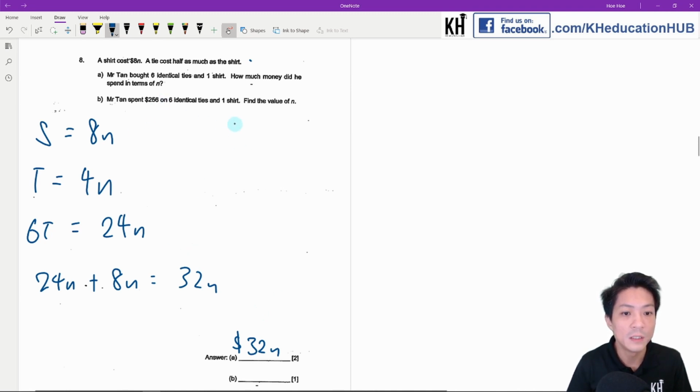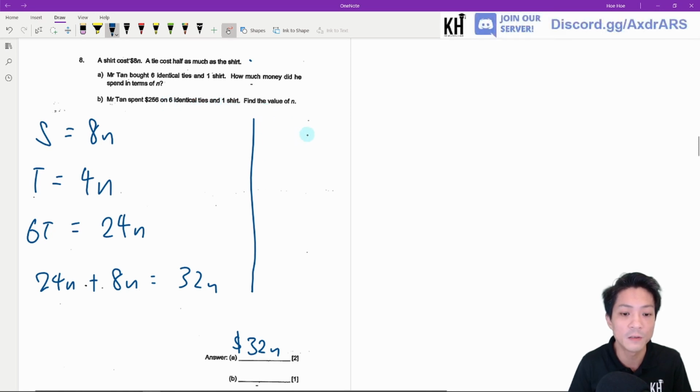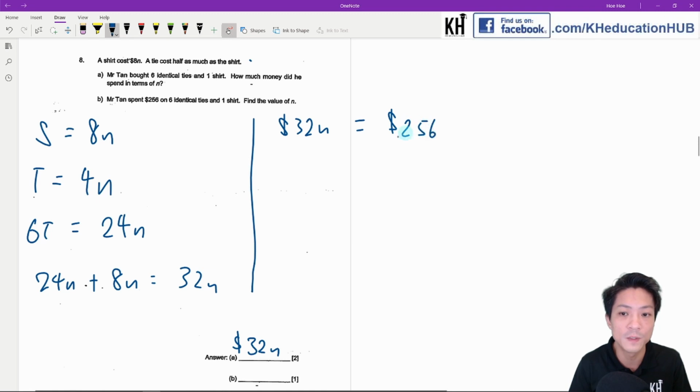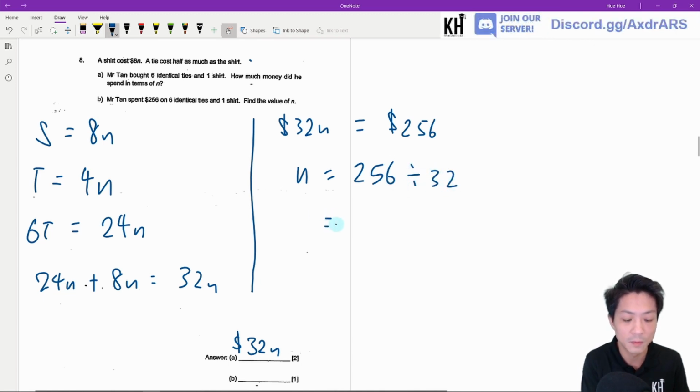Part B. Mr. Tan spent $256 on 6 ties and 1 shirt. Find the value of N. Which means that this $32N is equal to 256. To find N, we just need to use 256 divided by 32. 256 divided by 32 will give me 8.